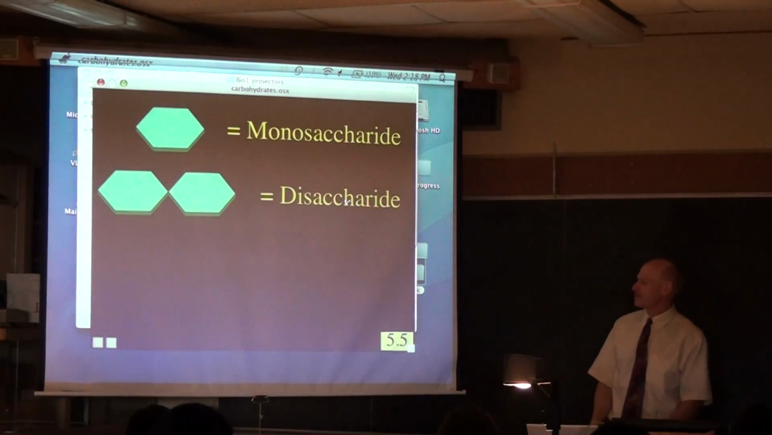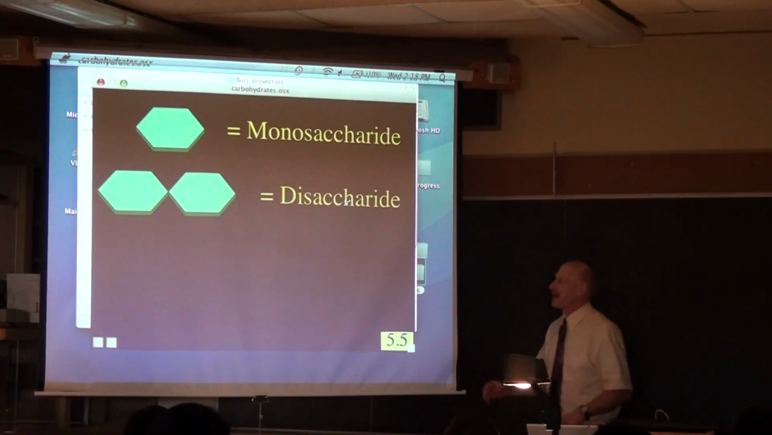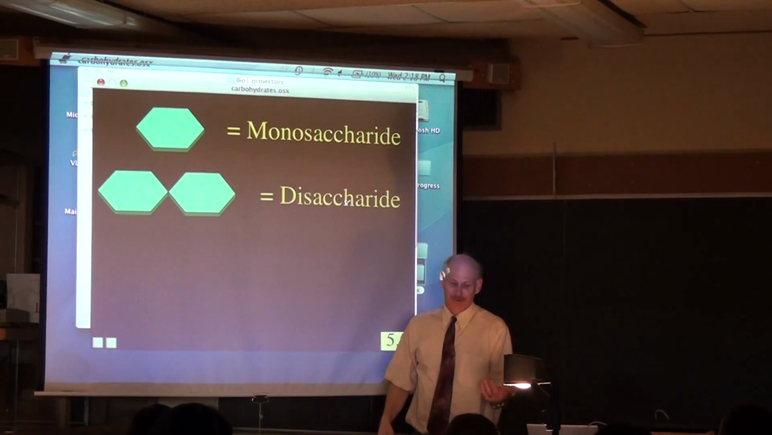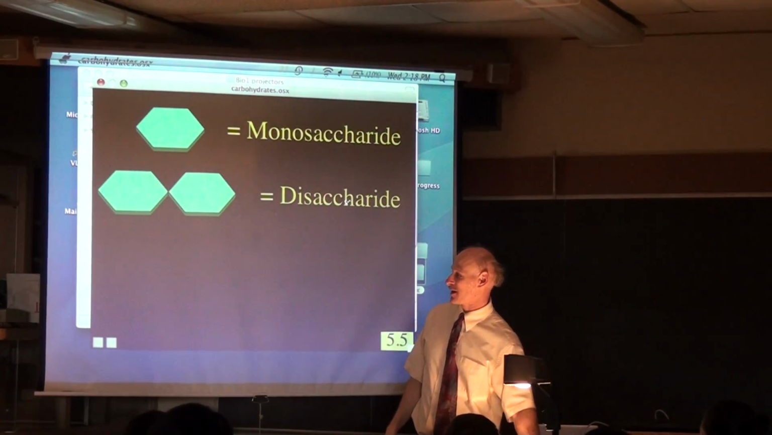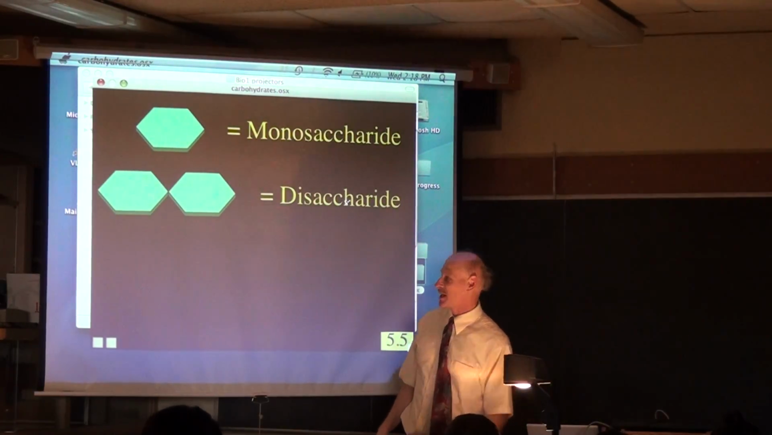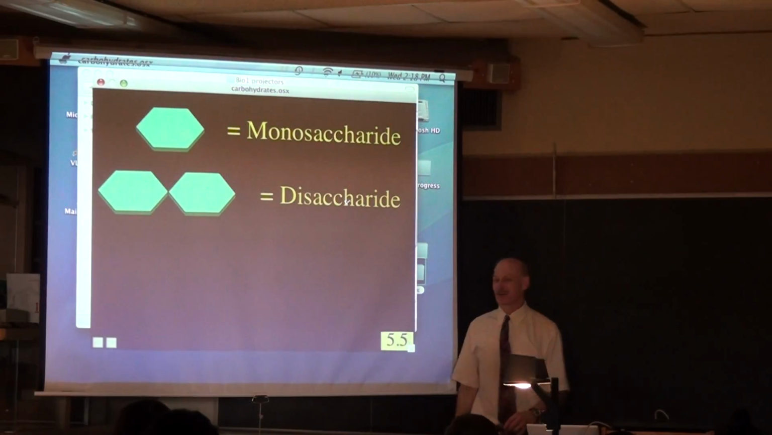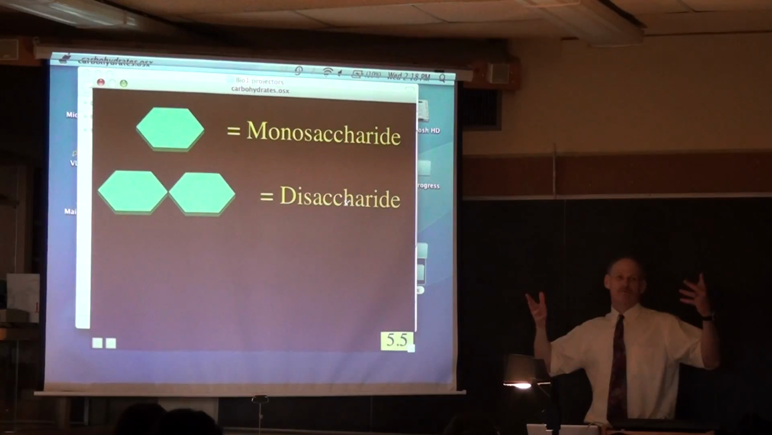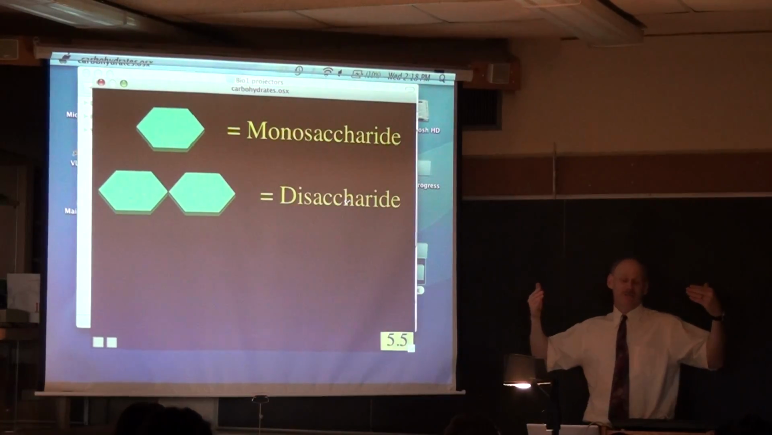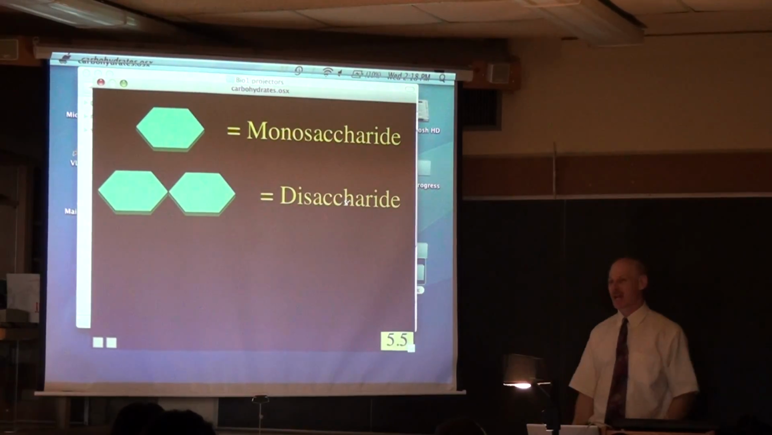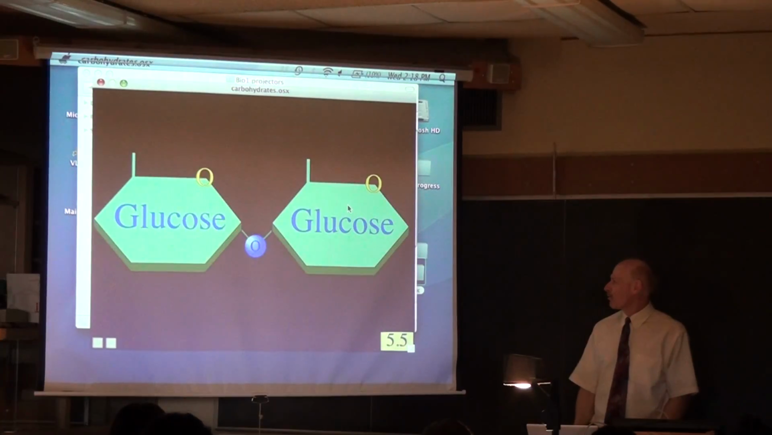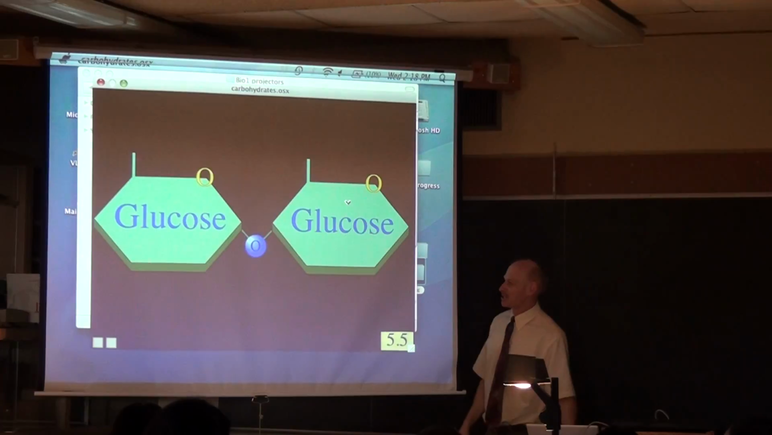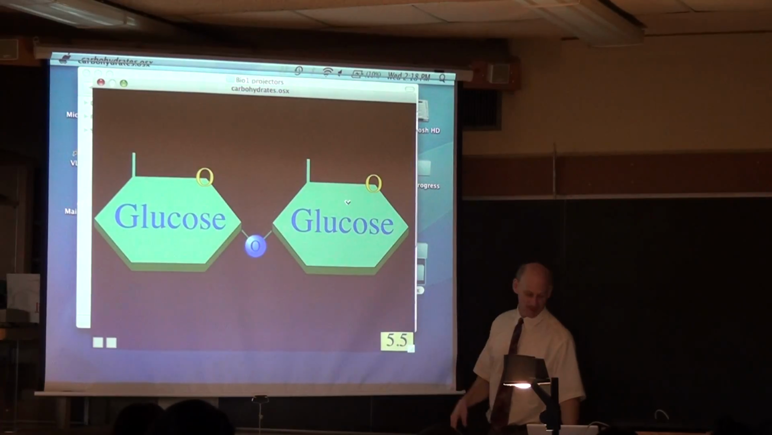And now let's talk about disaccharides. Disaccharides are just a molecule made out of two monosaccharides that have become joined together. There are several different disaccharides, and what makes them distinct is which particular monosaccharides become joined together. One of the very common disaccharides is called maltose, and it's simply two glucoses that have been linked together.